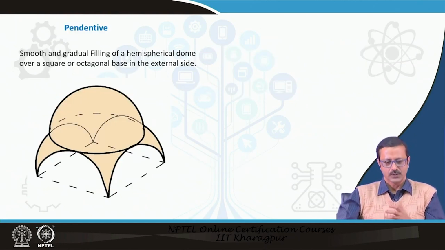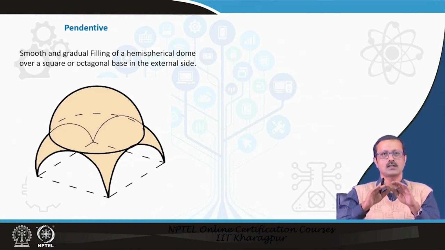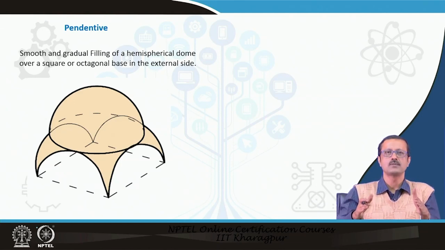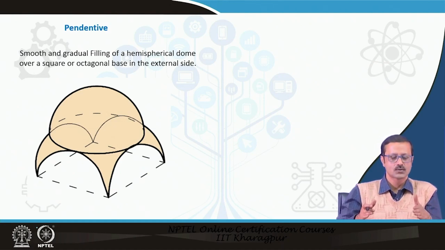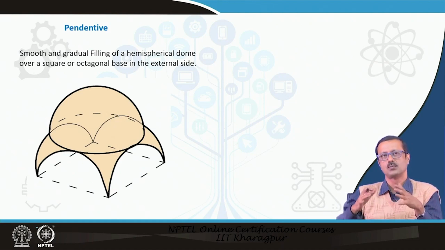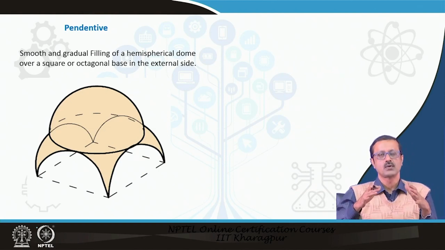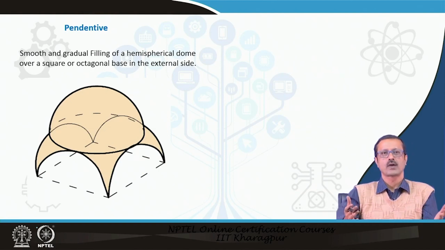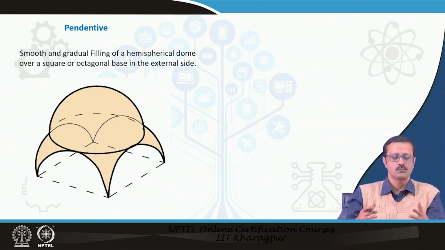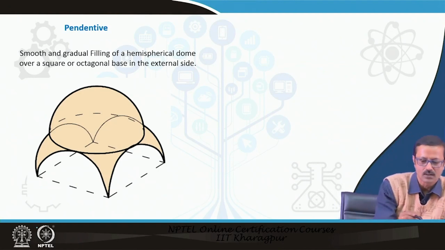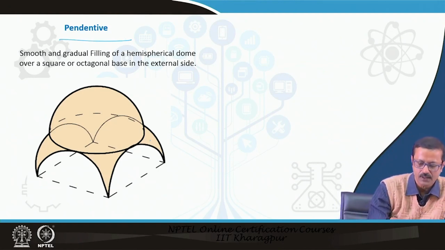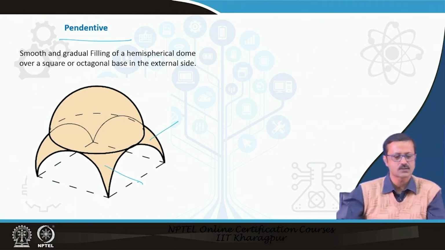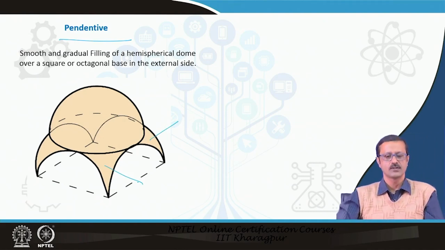And when you do that, a circular dome sometimes directly stays on the peripheral walls, and the peripheral walls may be octagonal or maybe square. So, how is this hemispherical dome going to suddenly sit on a square wall? It is done in two ways. One is called the pendentive. The pendentive is a smooth and gradual filling of a hemispherical dome over a square or rectangular base.